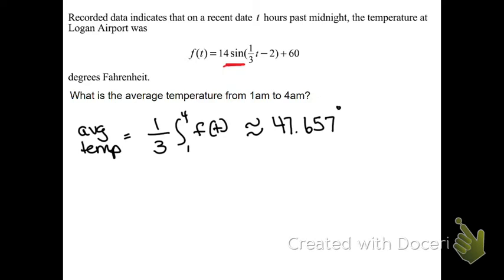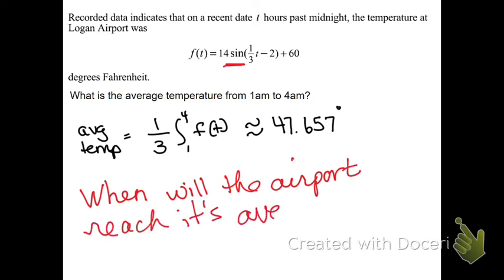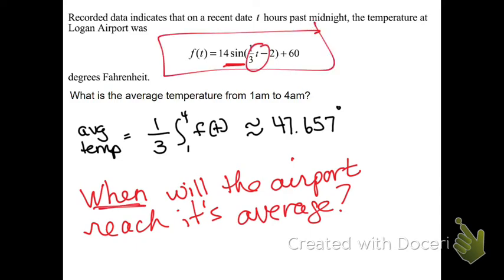All right, now, what if they change this question and they say not what is the average temperature, but instead when will the airport reach that average temperature? When will the airport reach its average? Okay, that's often asked as well. Think about that. How would you do that? Okay, now the question is when, so you need to solve for the t. So basically, you're going to take this equation and you're going to say, oh, when will it reach that temperature? So you're going to plug this in for the y coordinate, basically.